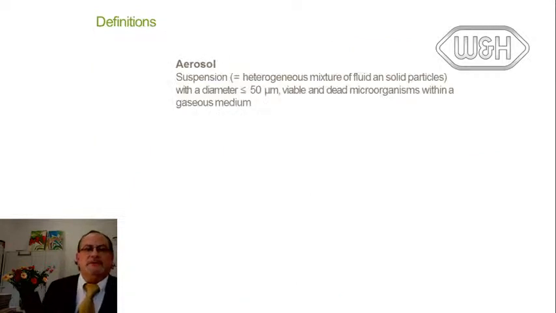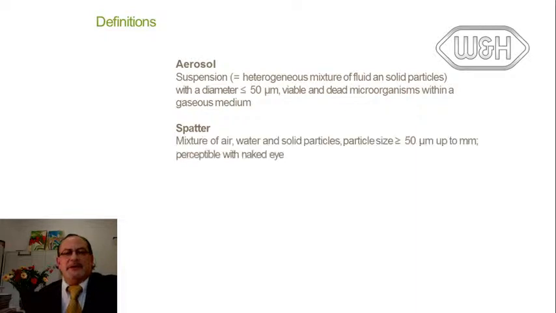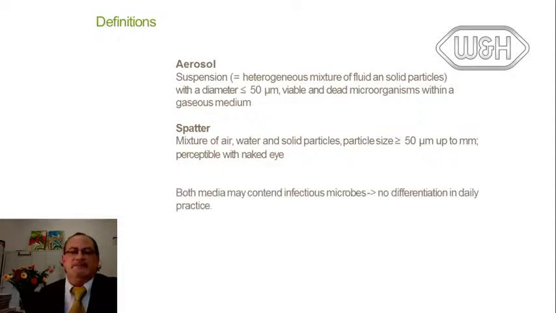What is an aerosol? Aerosol is a suspension of heterogeneous mixture of fluid and solid particles with a diameter of less than 50 micrometers, and it may contain viable and dead microorganisms with a gaseous medium. Spatter is differentiated and it is defined as a mixture of air, water and solid particles, and a particle size in this case is larger than 50 micrometers up to millimeters. It's therefore perceptible with the naked eye.